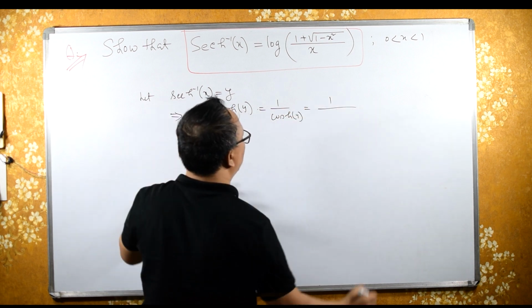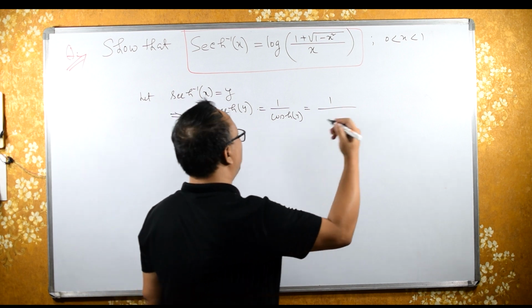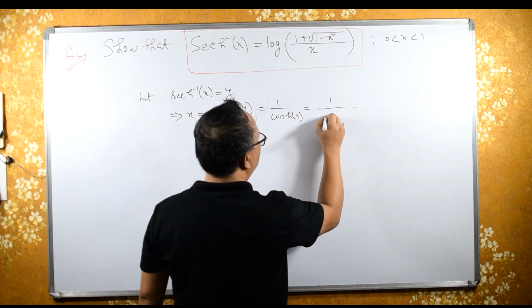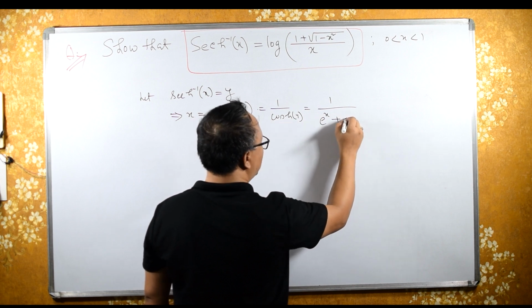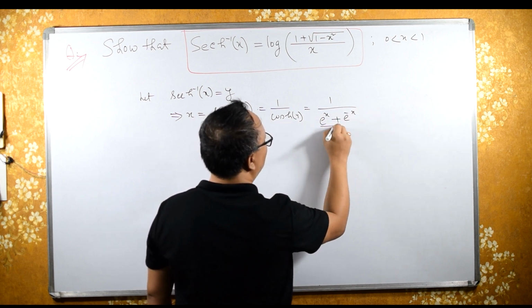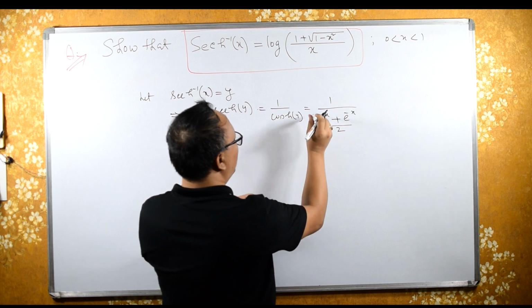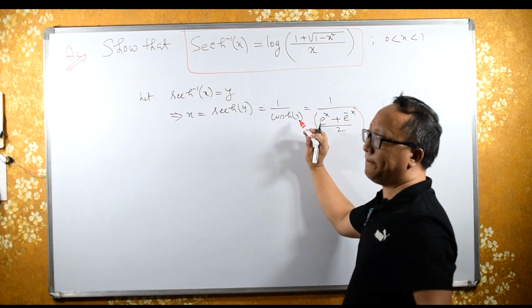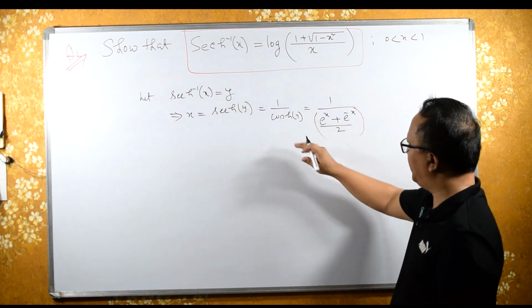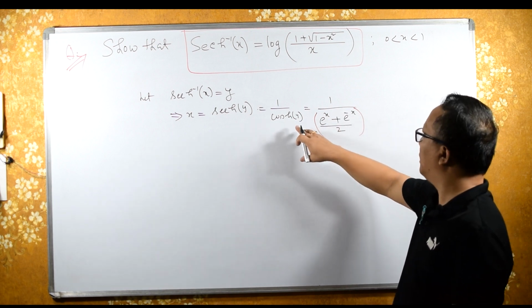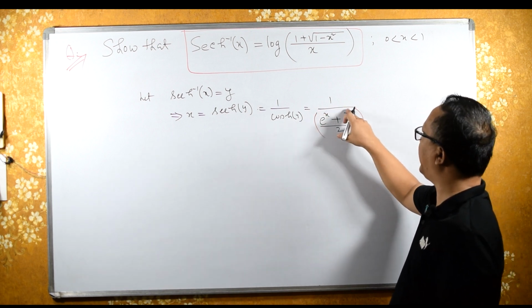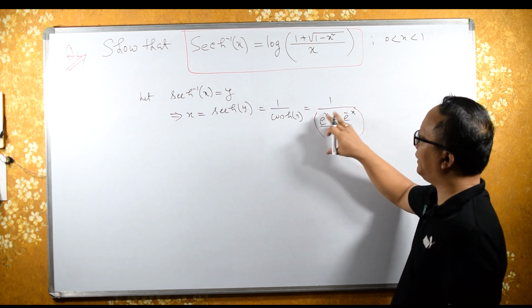What is cosh y? Cosh y in terms of e is (e raised to y plus e raised to minus y) upon 2. Since it is cosh, we have plus; minus comes when it is sinh y. Since it is hyperbolic, there will not be any i here.